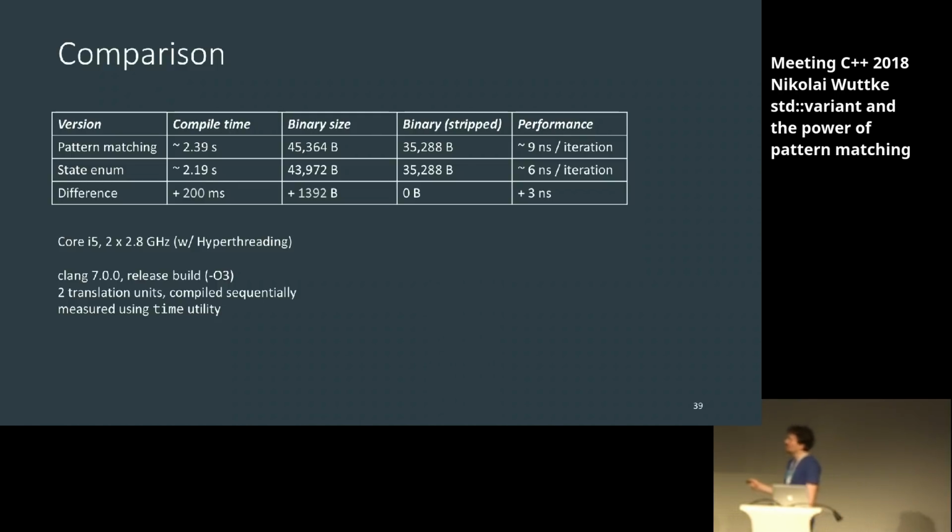Binary size, so this is a release build, but still there are symbols in your file unless you strip it. So if you don't strip it, binary size actually goes up by over 1 kilobyte, which seems quite excessive. But in this particular case, if I strip symbols from the binary, it actually comes out to the same, fortunately. And then regarding performance, we go from 6 nanoseconds per iteration to 9. So we need 3 nanoseconds more.